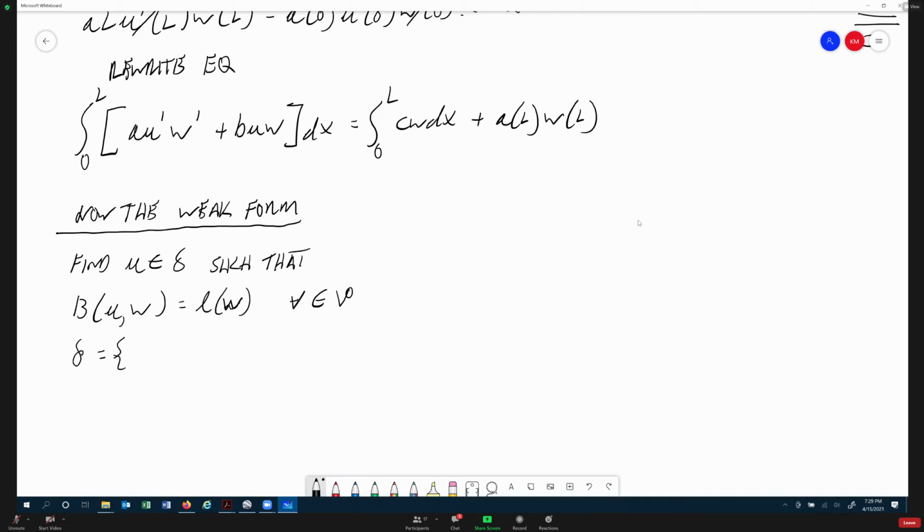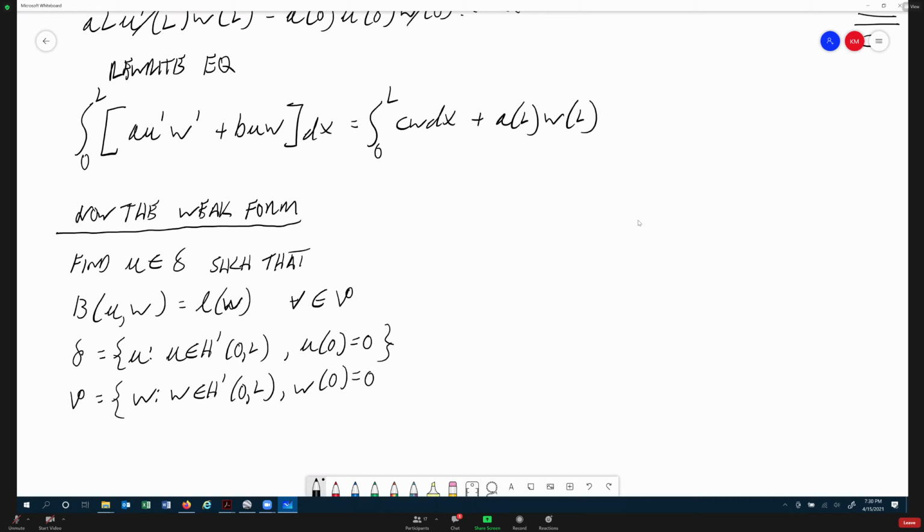Delta is equal to our displacement field, which is valid in an H1 space from 0 to L, or H1 continuous, where u of 0 is equal to 0. And our V space, W, where W is H1 continuous from 0 to L, W of 0 is equal to 0.